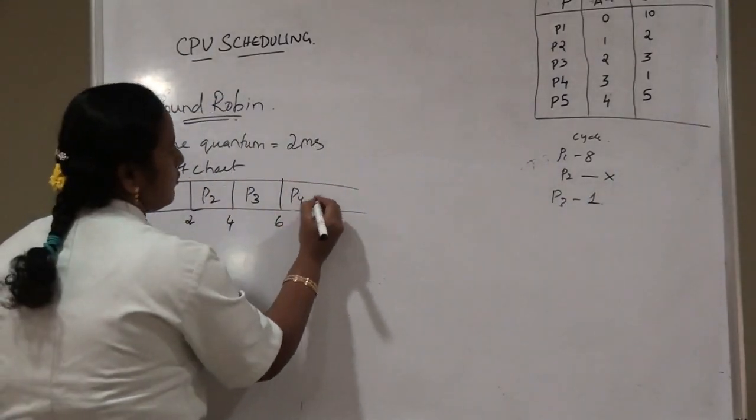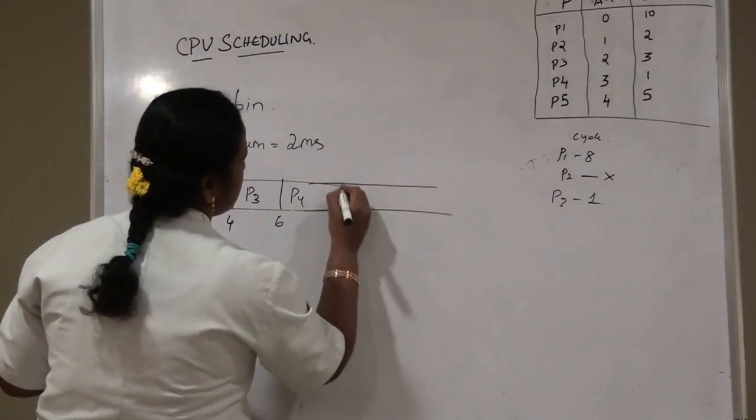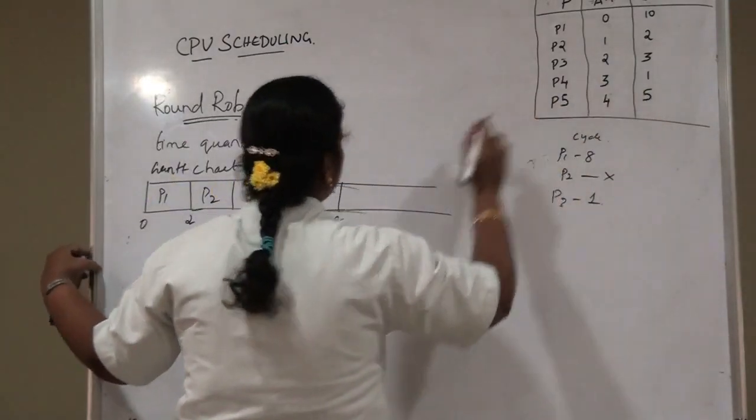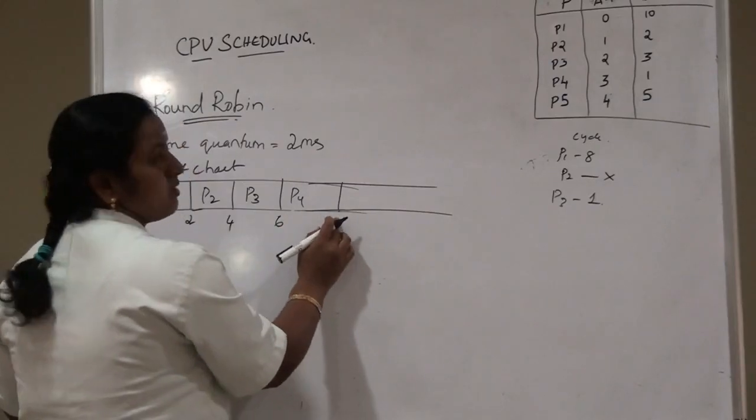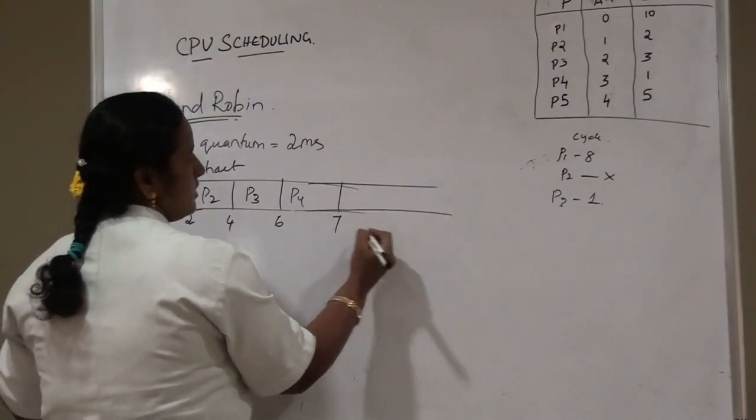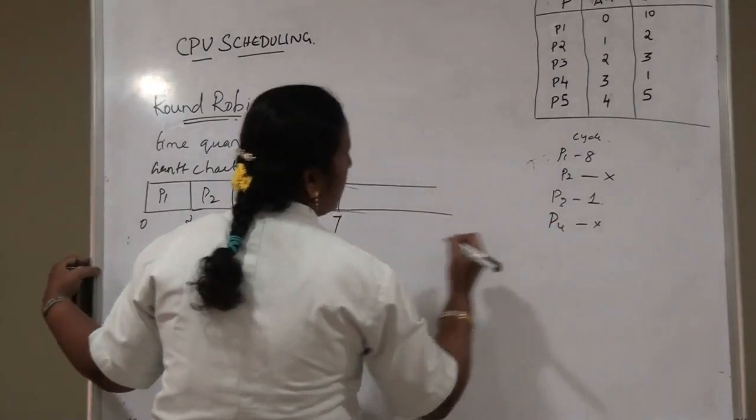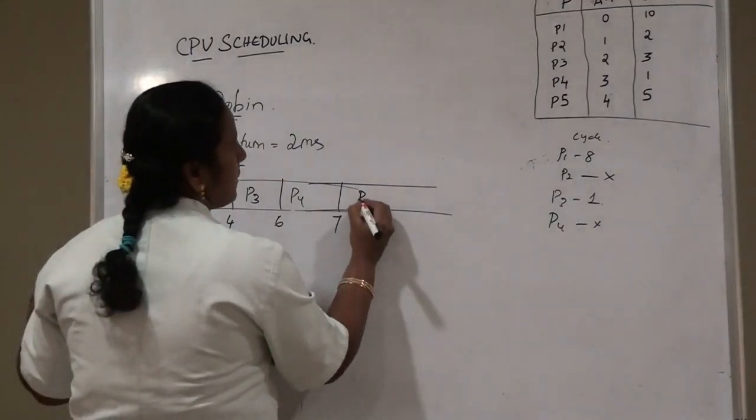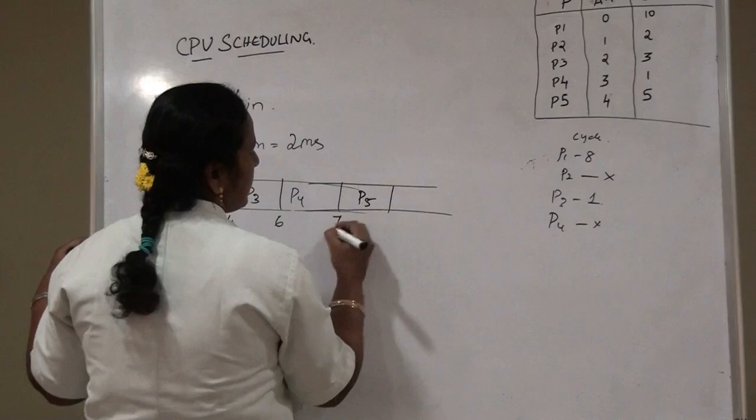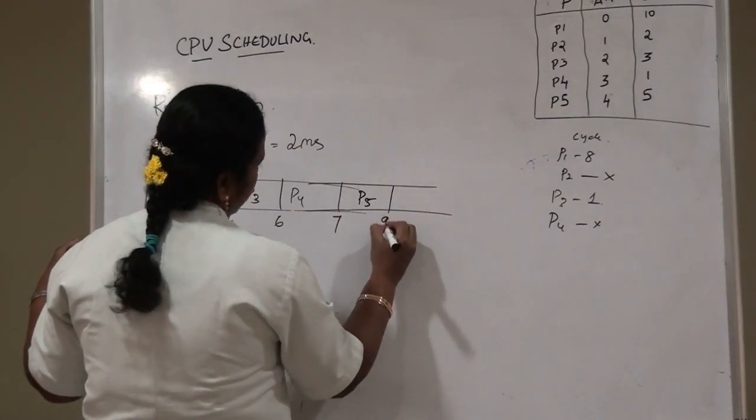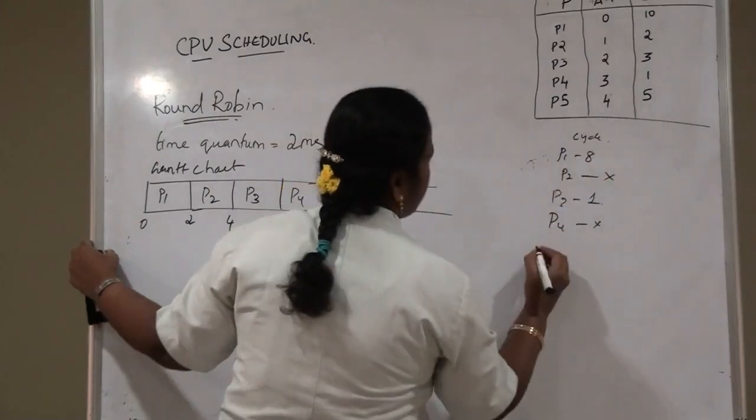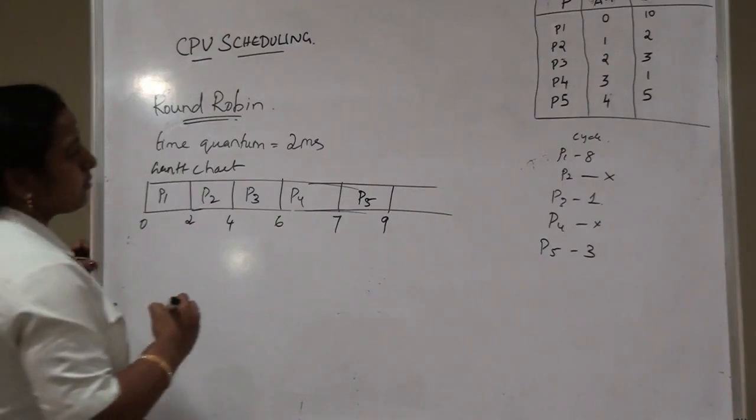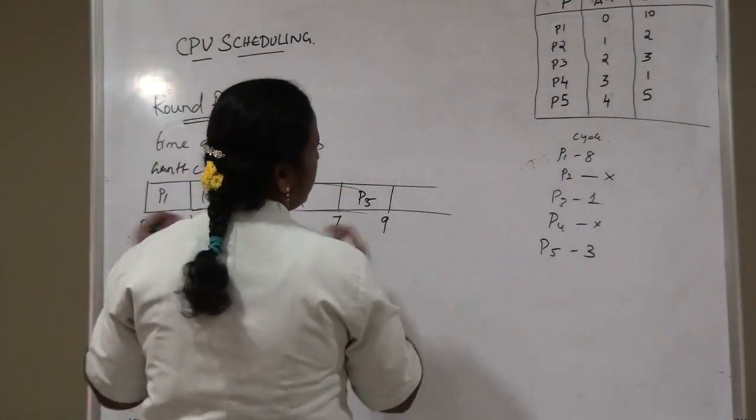Next one is P4. In the cycle, P4 is next, 6 plus 2 is 8. So it has 1 millisecond. So here it travels within the 1 itself. So here it is 7. So P4 also has no balance burst time left. It completes within a single cycle itself. Next one is P5. So P5, 8 plus 2 is 9. So here you have 5 minus 2, balance 3 milliseconds I still have more to travel.